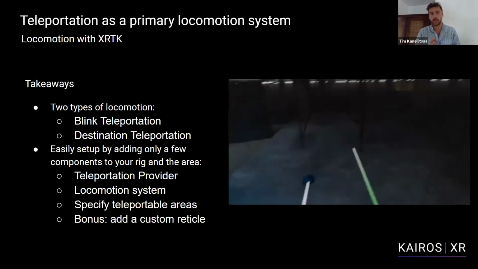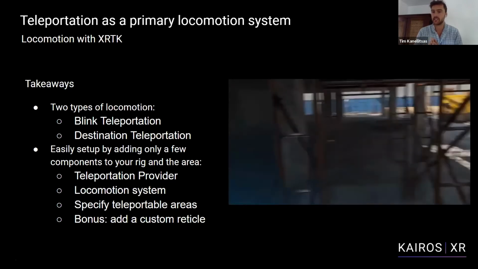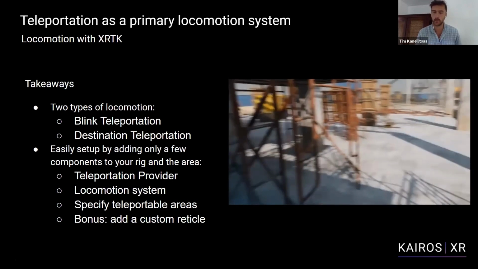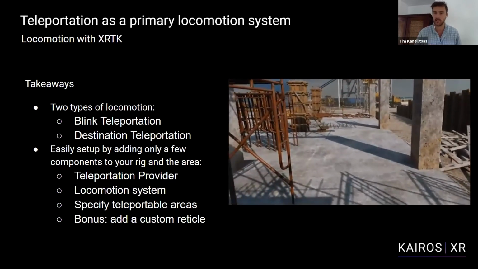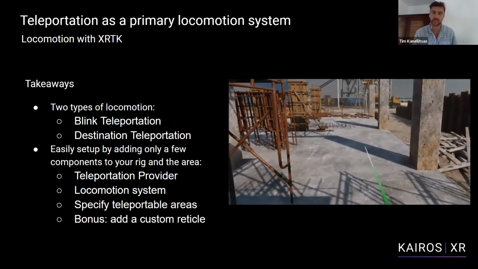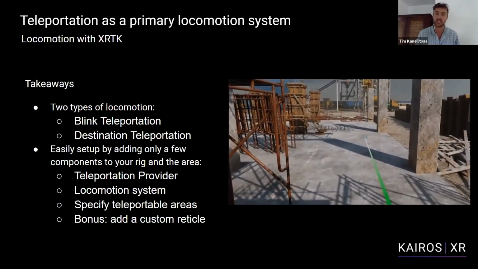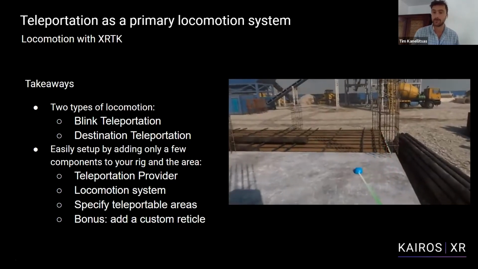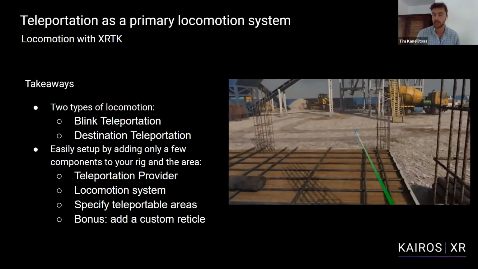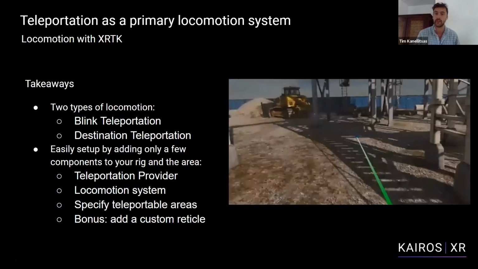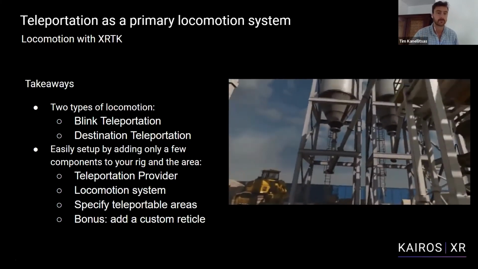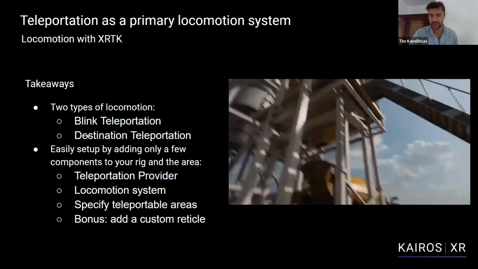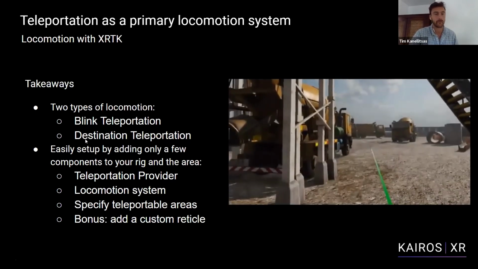So blink teleportation or free teleportation refers to your ability to move anywhere throughout the scene. You point to an area, then you can teleport to it. Whereas anchor teleportation refers to pointing at a specific object and then landing on a very particular position on that object. You don't have that freedom or that agency to teleport anywhere. You have to teleport to a very specific point. They also call that destination teleportation, for that matter.